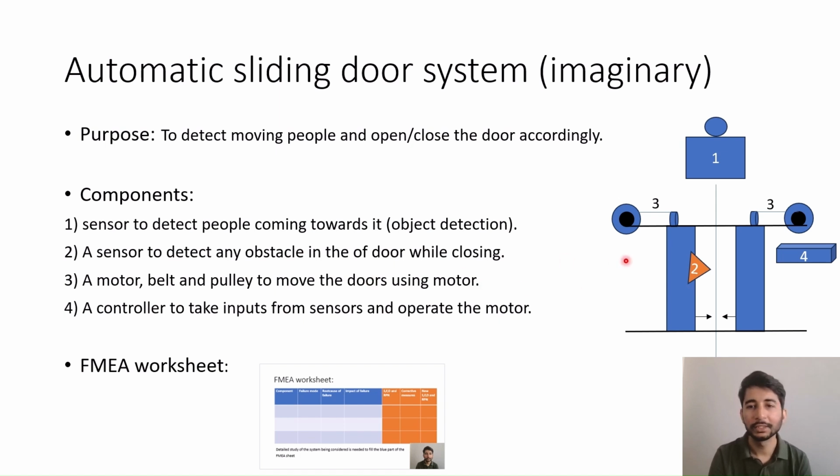The third component is the motor, belt and pulley system, which will be used to move the doors horizontally when they are about to be opened or closed. And the fourth one is the controller, which will take input from the sensor and then give output to the motor for when it should be operated. So with these basic components in mind, we will use the FMEA worksheet to apply FMEA to this system.